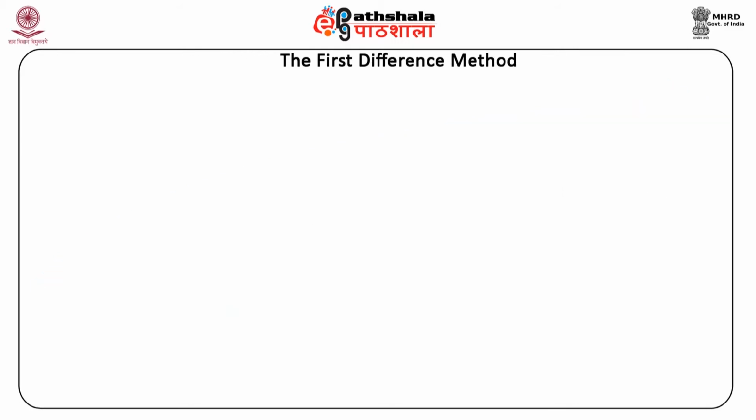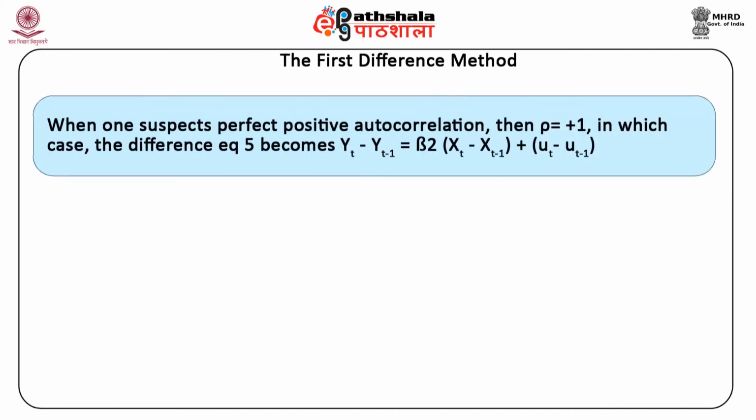The first difference method. When one suspects perfect positive autocorrelation, then rho is equal to plus 1, in which case difference equation 5 becomes yt minus yt minus 1 equals beta 2 into xt minus xt minus 1 plus ut minus ut minus 1, or we can rewrite it as delta yt equals beta 2 delta xt plus epsilon t.